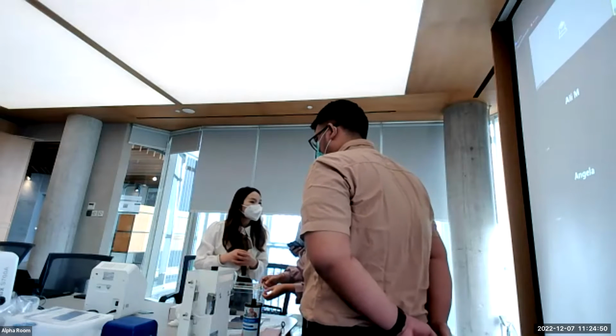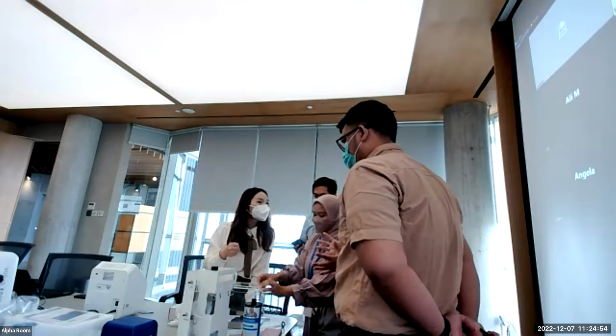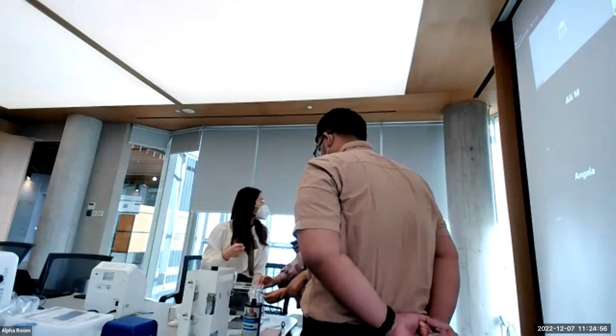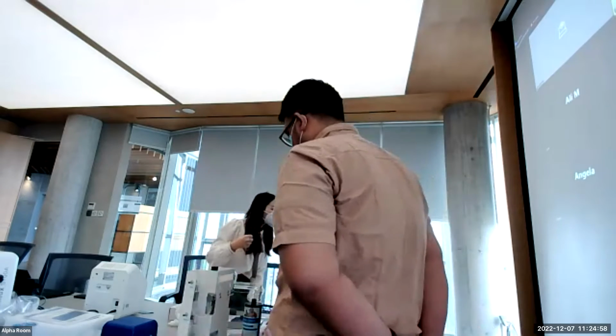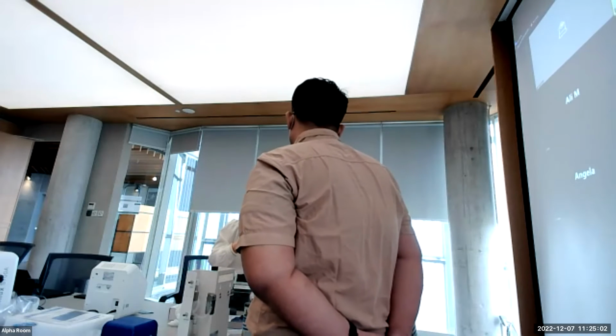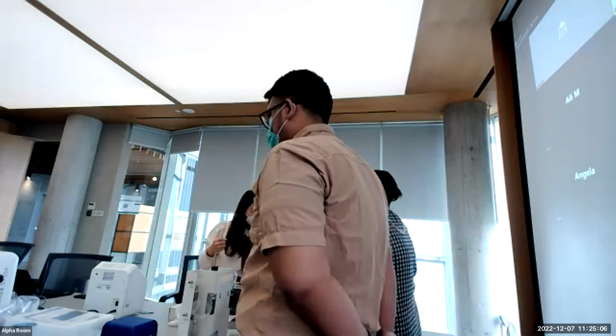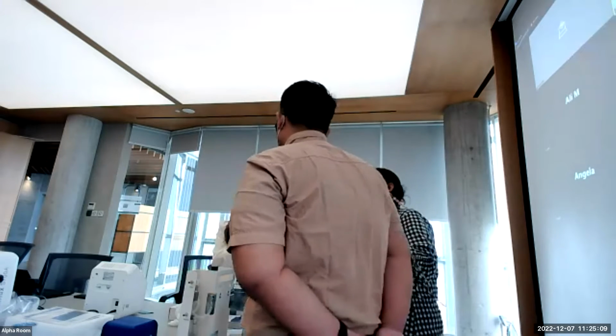And for the large animal, oh I see. I thought it was installed here. Yeah, that's consumable, I think.